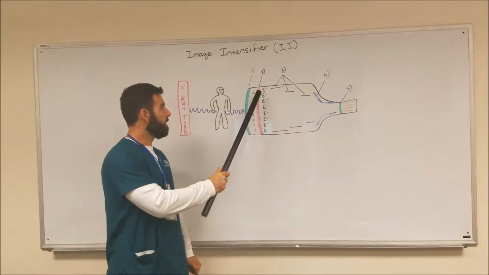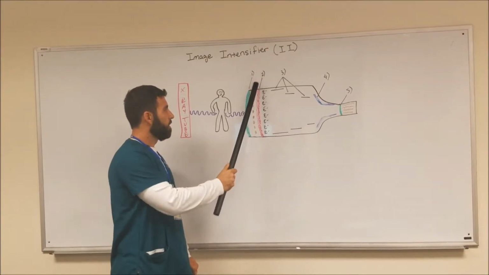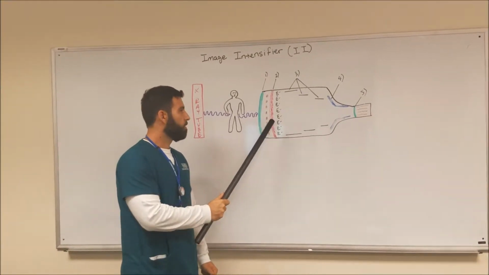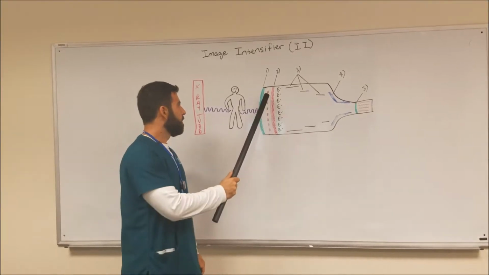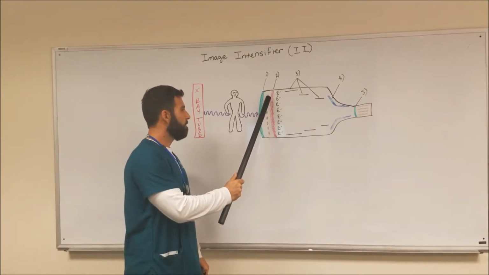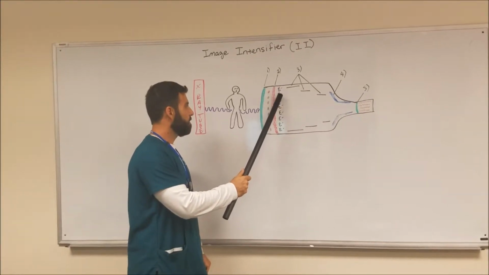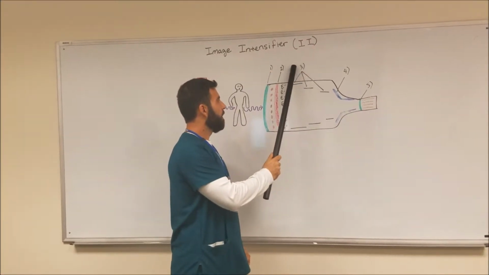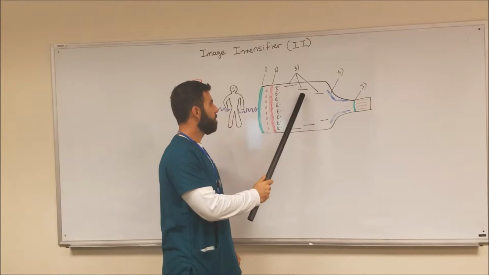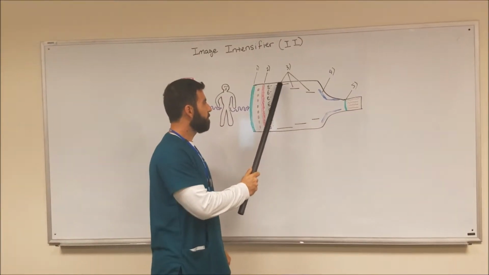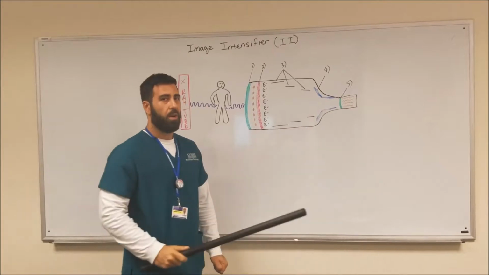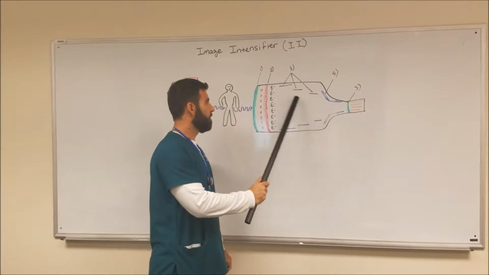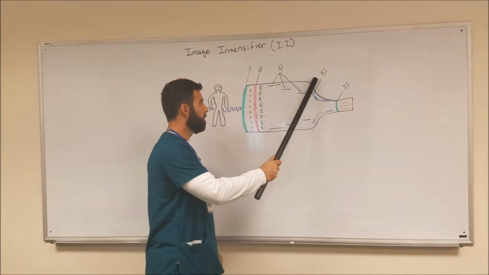These light photons then interact with the second layer, which is known as the photocathode. This photocathode, through a process called photoemission, converts these light photons to electrons. Next step would be layer 3, which are the electrostatic lenses. These electrostatic lenses here are negatively charged and allow our electrons to move towards the direction of number 4.